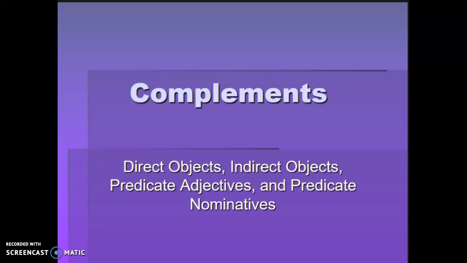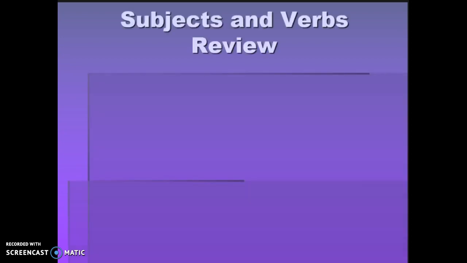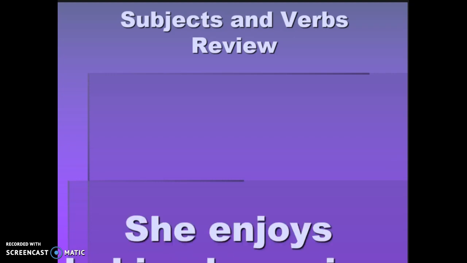Previous lessons dealt with subjects and verbs and also prepositional phrases. Now we're doing a set of words called complements. You may have heard of some of these. They include direct objects, indirect objects, predicate adjectives, and predicate nominatives. So let's get started. Just a quick review about subjects and verbs first, because you need to know those before you continue on with any of the complements.